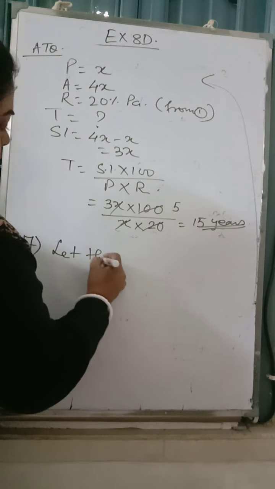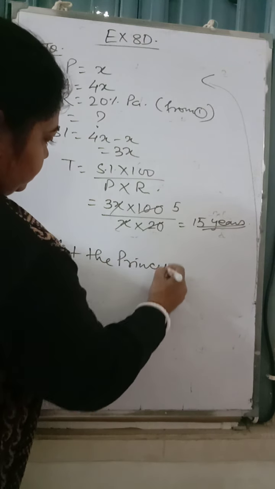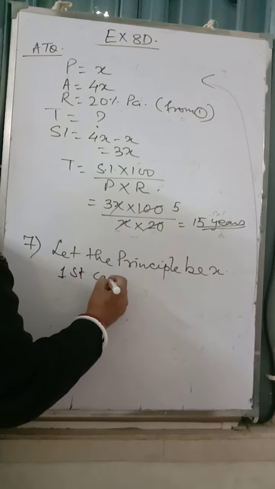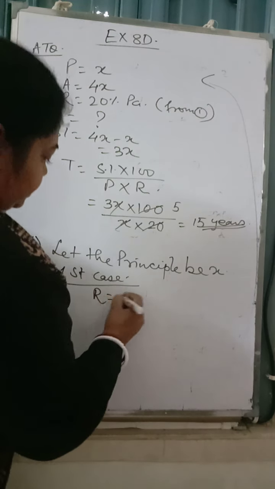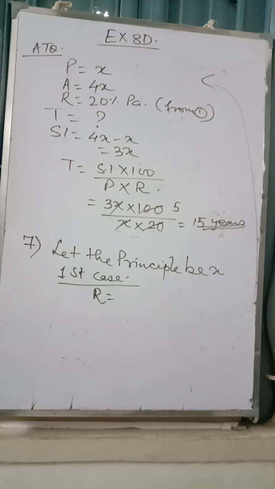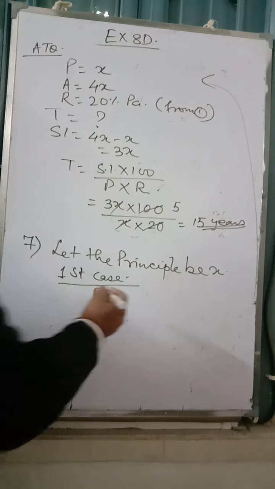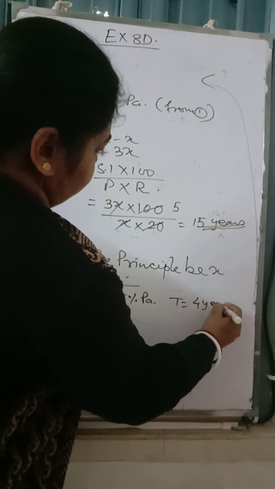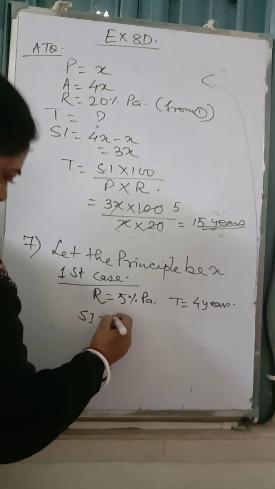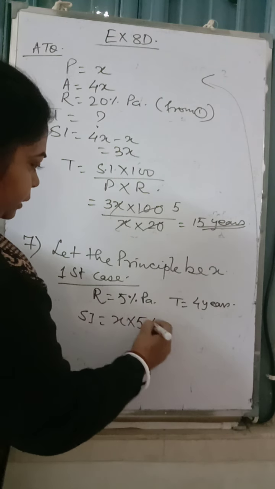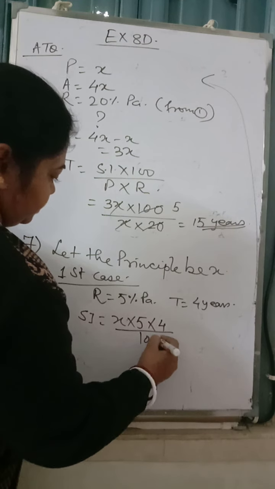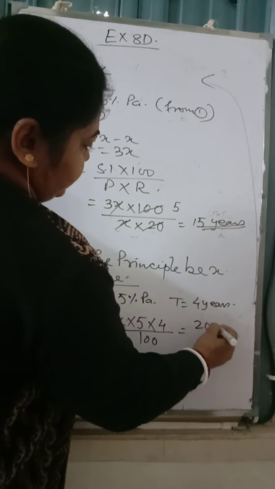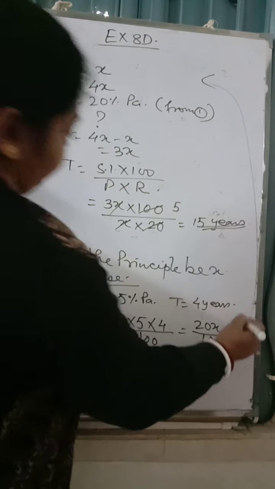Let the principal be x. So in the first case, the rate is 5% and the time is 4 years. So what will be the SI? PRT by 100, or this is 20x by 100. I am not reducing it, I am writing it as additions.